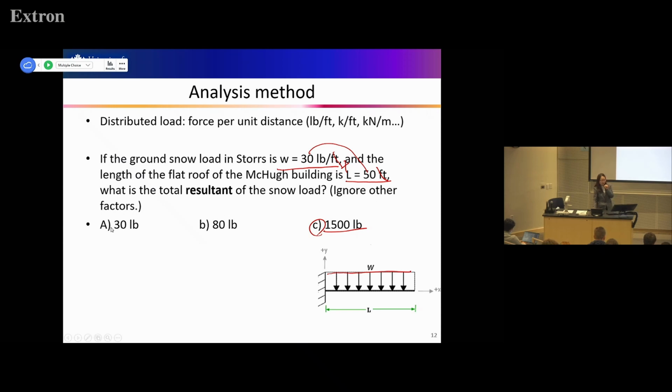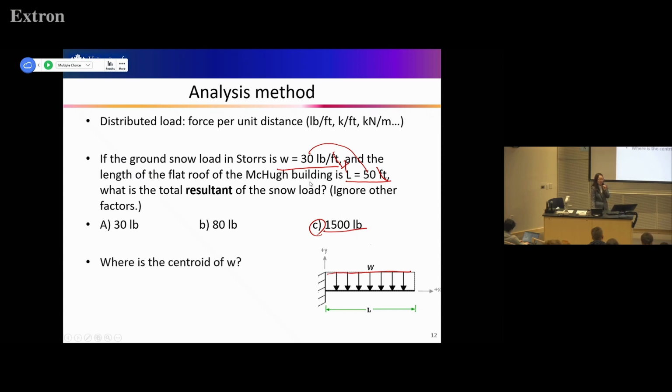And A is in pound units, but here I showed you this is pound per foot, so it's a different unit, and we have 50 feet, so A is not correct. And B is adding these two, but we cannot add these two because they are different units.